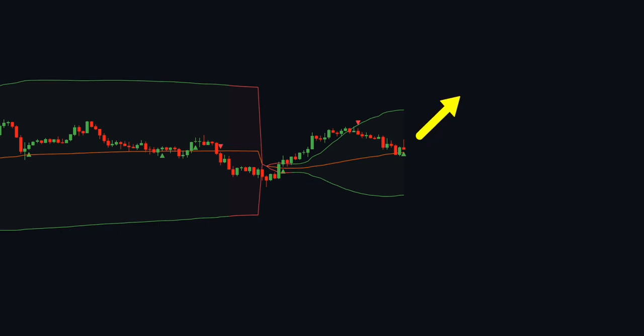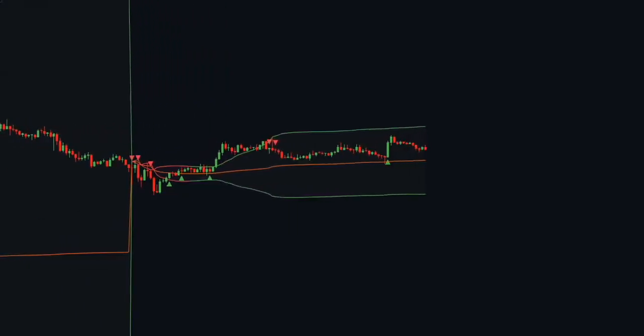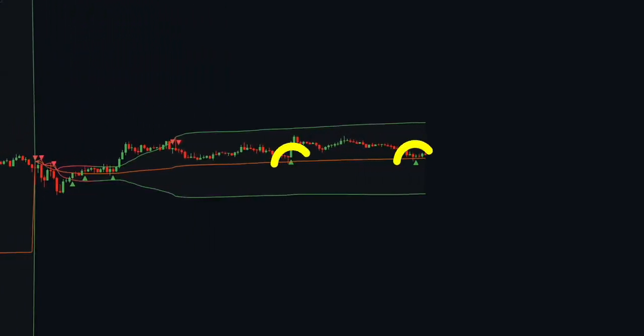If it corrects back to the basis line, what may happen is it either uses the basis line as a support and continues in its current direction, or it will change the VWAP anchor and start anew. The indicator also displays signals for potential long and short entries.